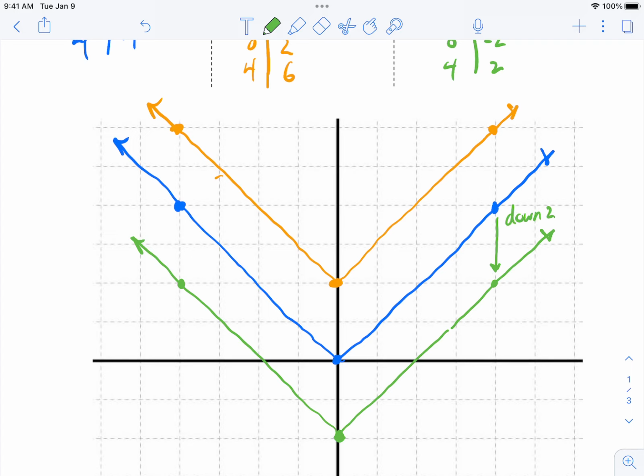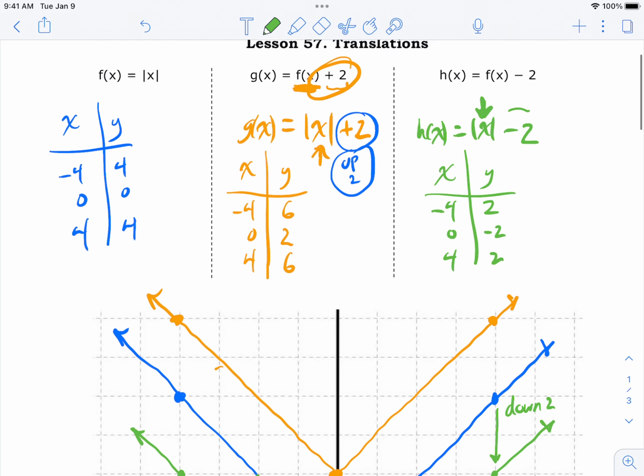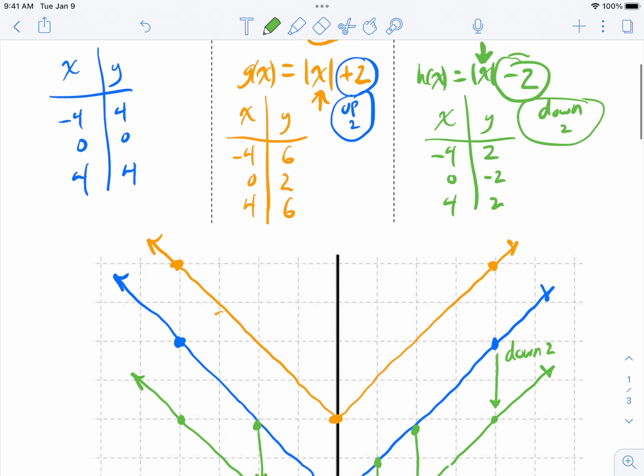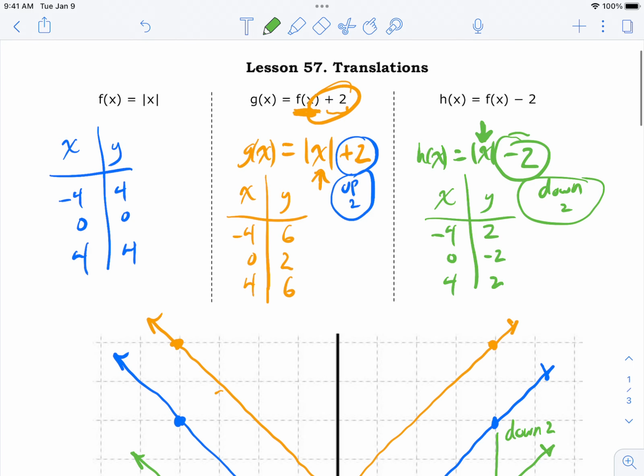And notice every single point, no matter where you go, every single point on the blue function has been shifted down by 2. So that's what this means, down by 2. And so I'm going to actually write that. Down 2. This -2 has the effect of shifting it down by 2. And so there, we've just had 2, what we call transformations. That's a slightly different word.